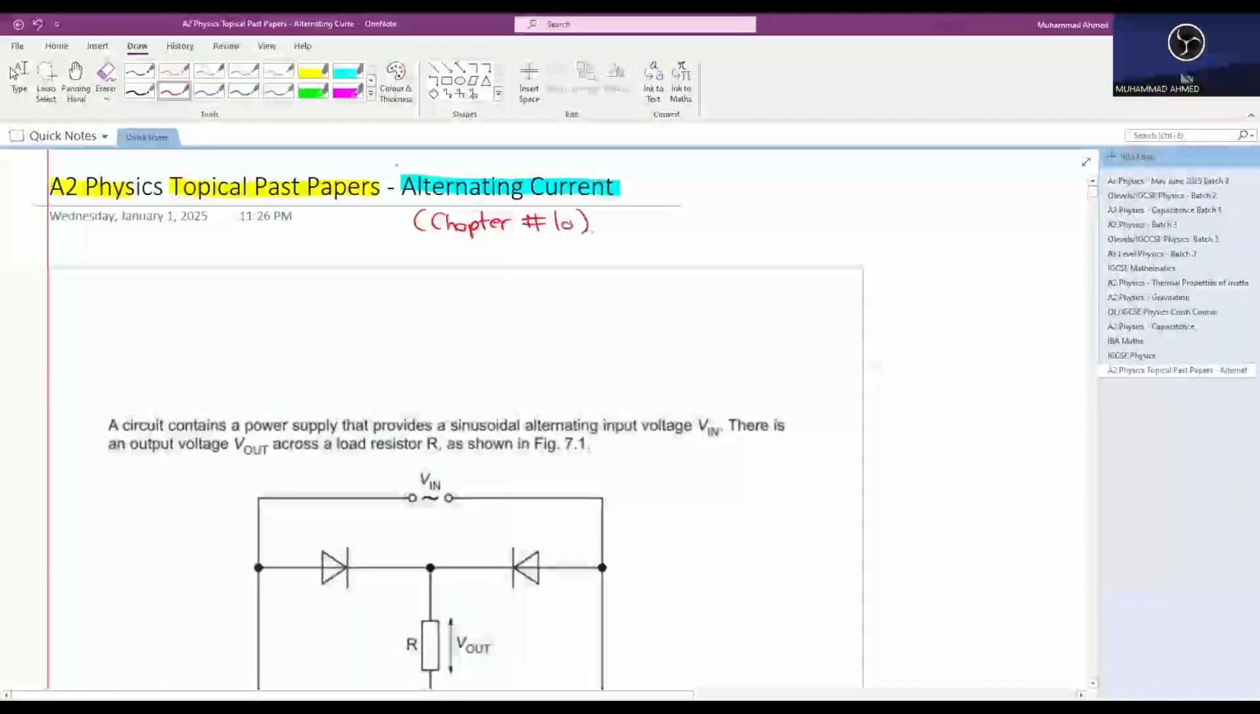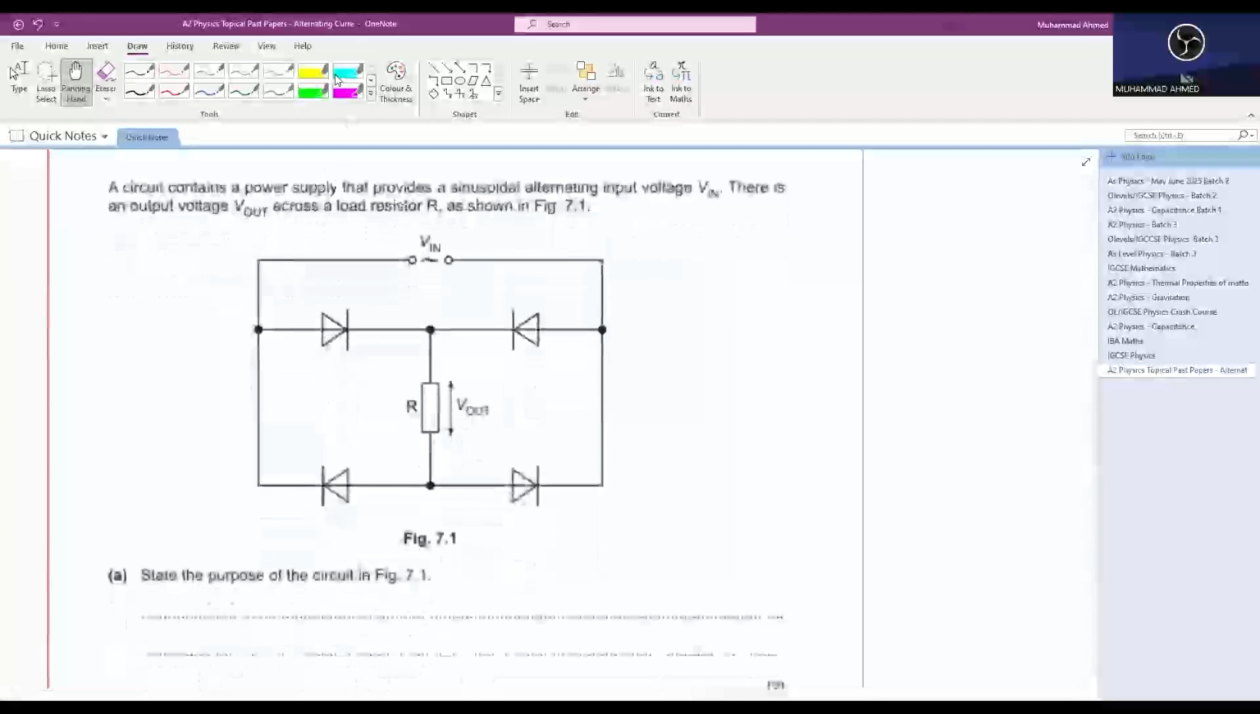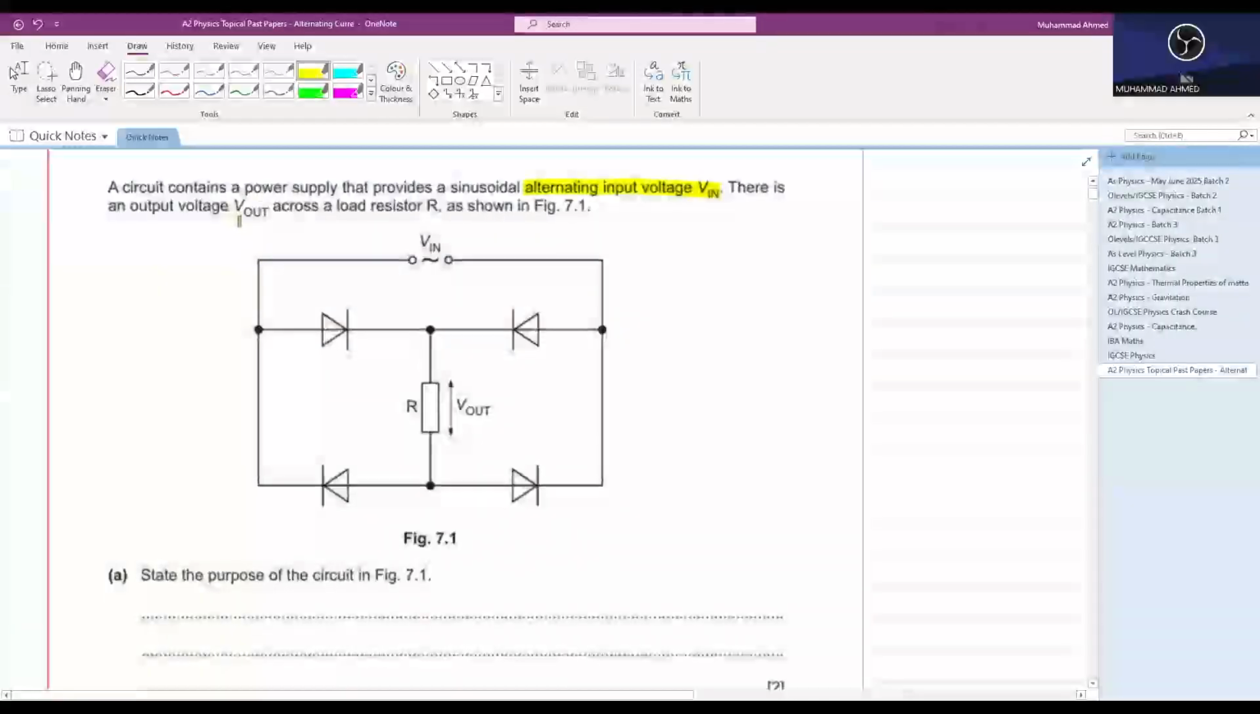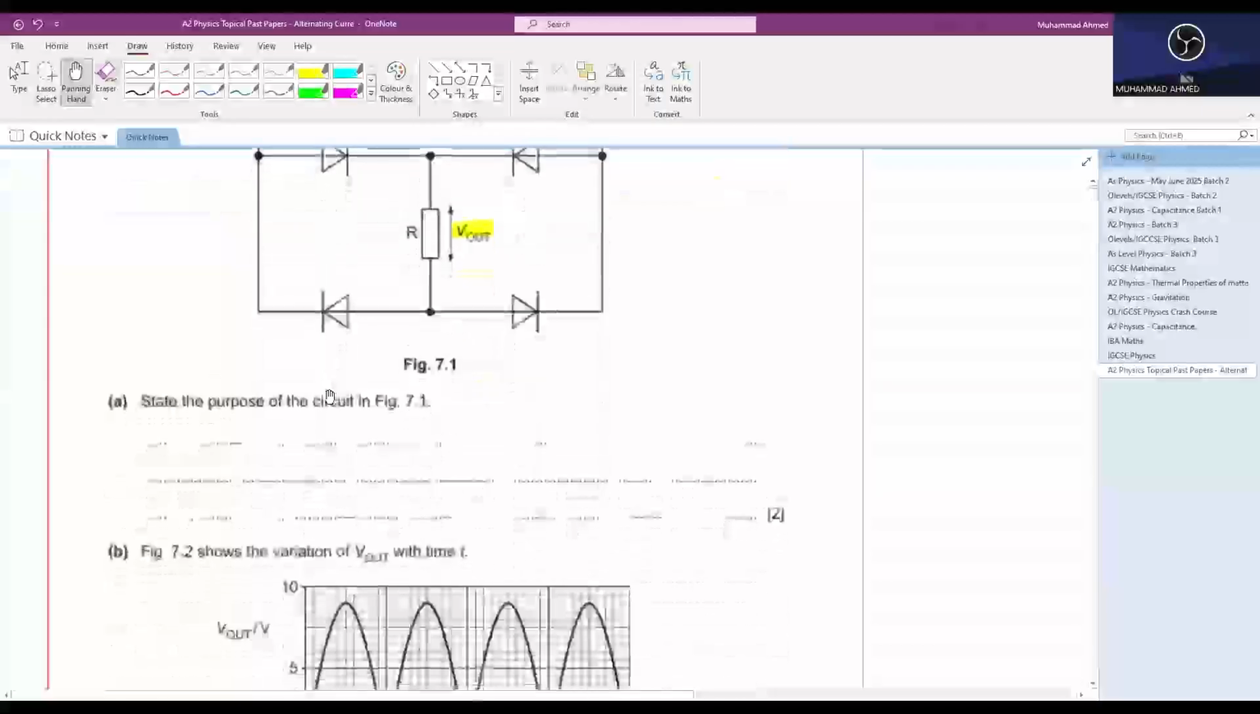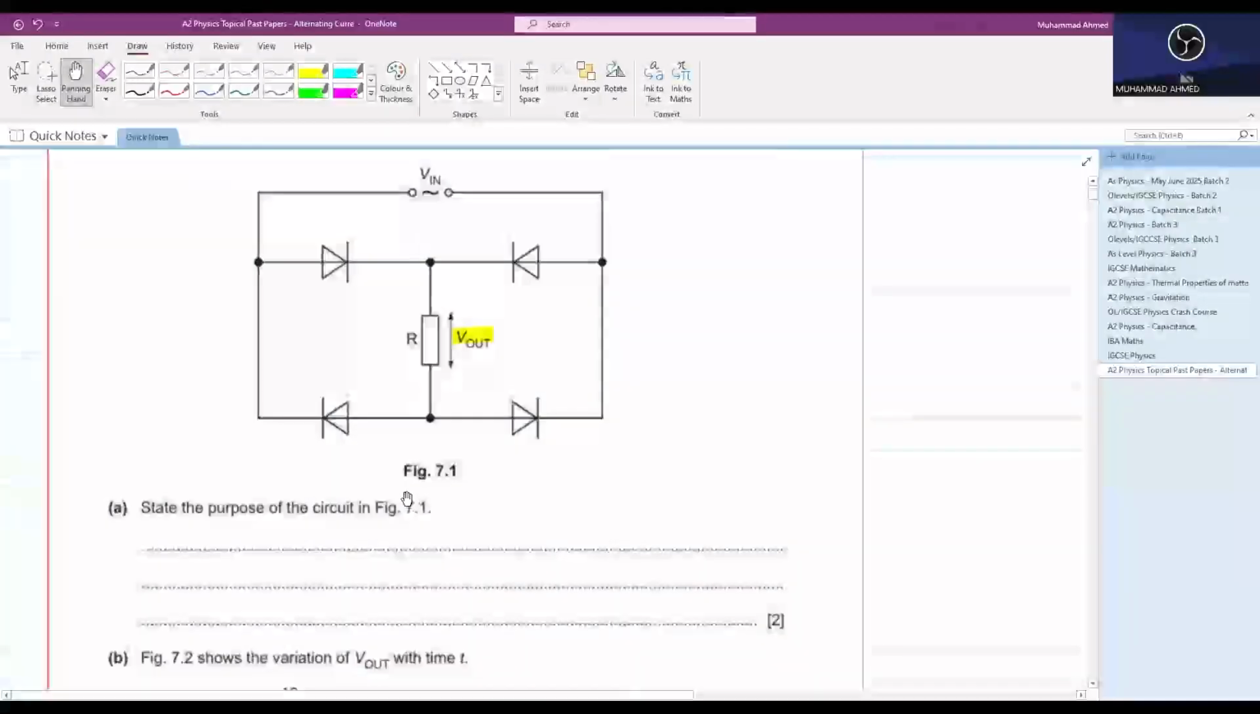Let's start with that. So let's see question number 1. A circuit contains a power supply that provides a sinusoidal input voltage. There is an output voltage across a load resistor as shown in figure 7.1. State the purpose of the circuit shown in figure 7.1.